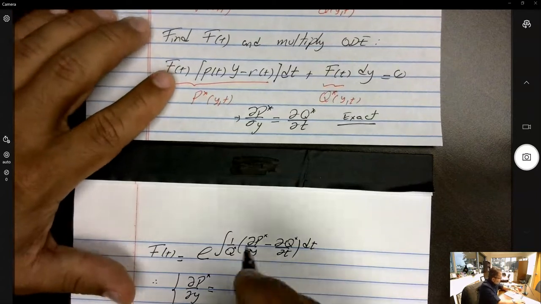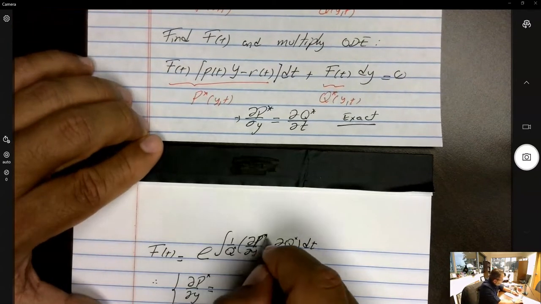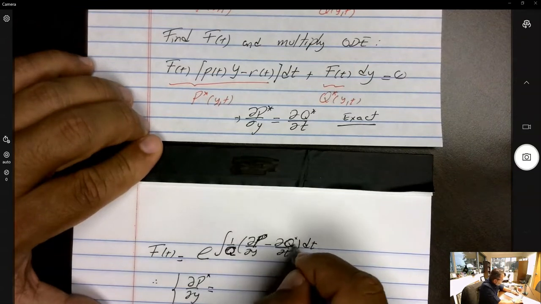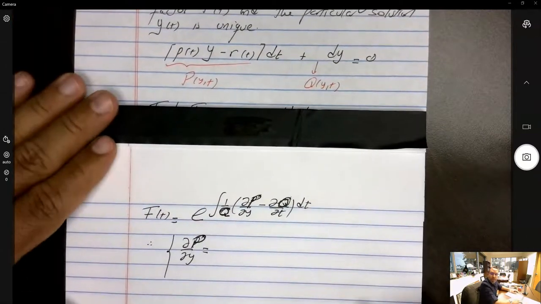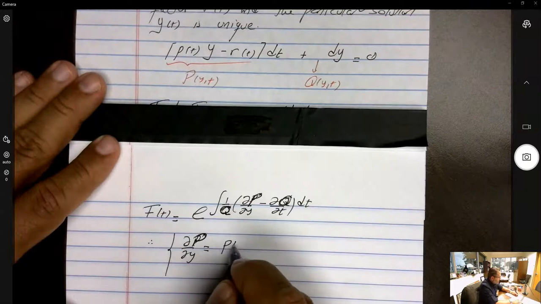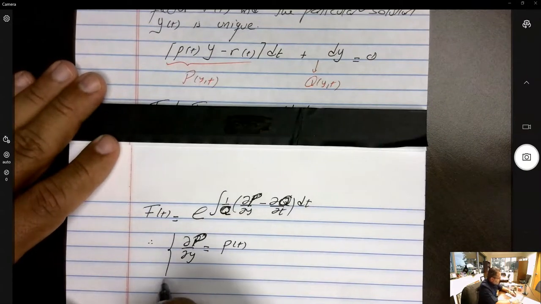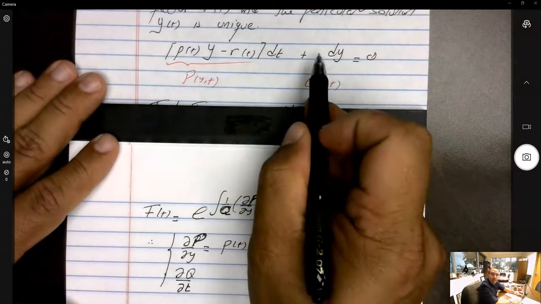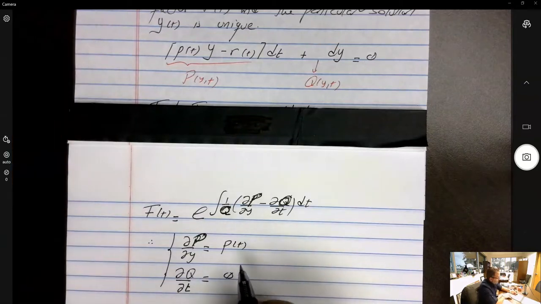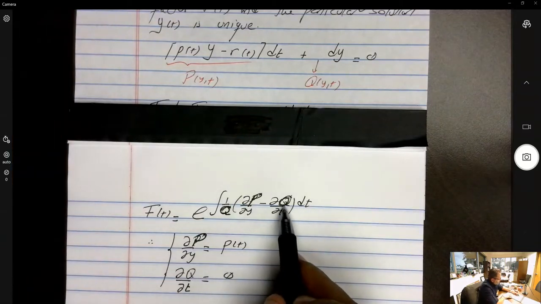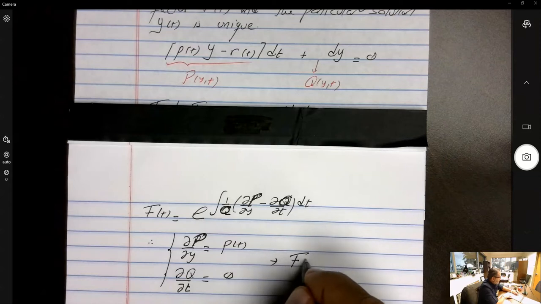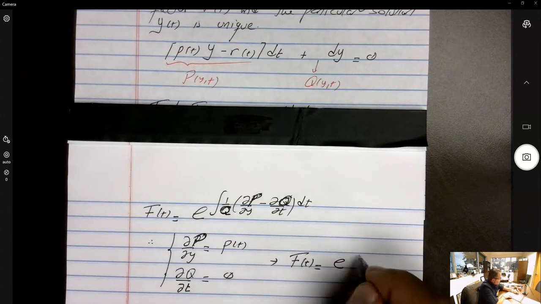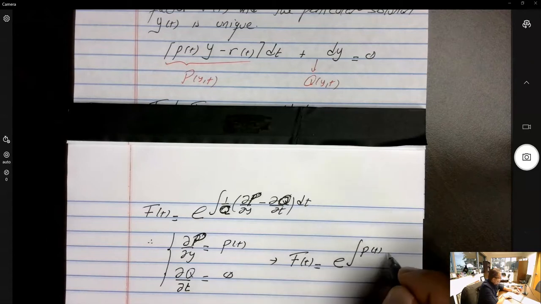So I'm sorry, not star. It's just p, q. The star is the one after I multiply times q. So I'm going to go back to the original one. I'm going to take dp/dy, and all I'm going to get is p of t, lowercase p. And then I'm going to take dq/dt. Q is equal to 1, so I'm going to get 0. So if dq/dt is equal to 0, q is equal to 1, and dp/dy is p of t, then the integrating factor f of t is e to the power of the integral of the function lowercase p of t dt.